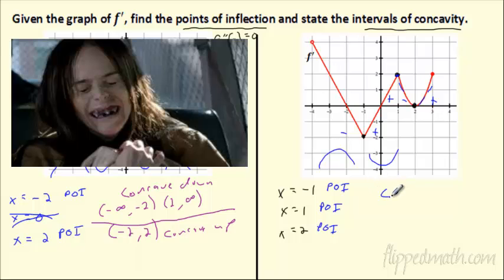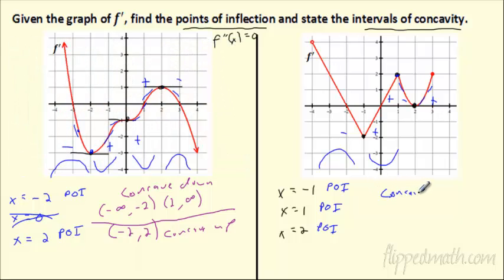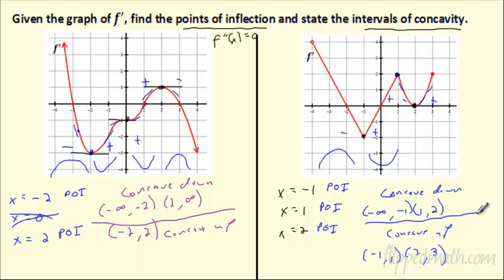So where am I? Let's try if I label this a little better. I've got concave down. Where am I concave down? Well, it looks like from -infinity to -1, I'm concave down. Also from 1 to 2, I am concave down. Where am I concave up? I am concave up from -1 to, is that 1? And it's from 2 until 3. Holy cow, I hope you can read my handwriting.